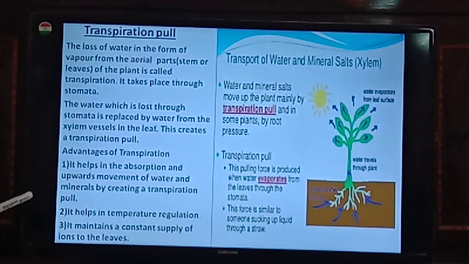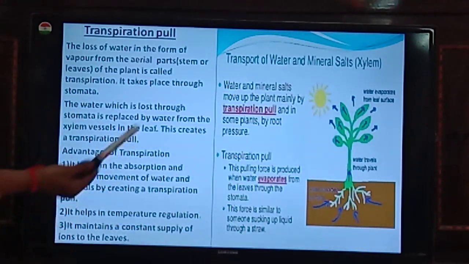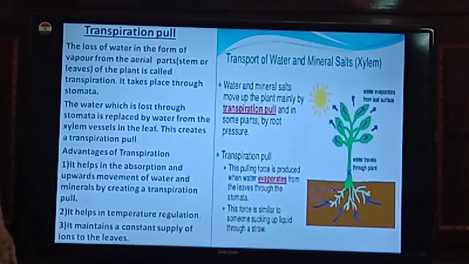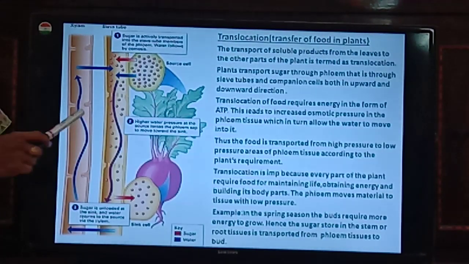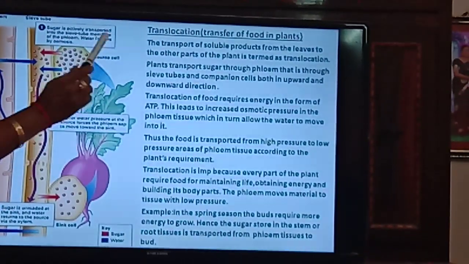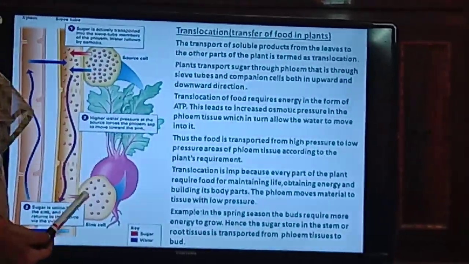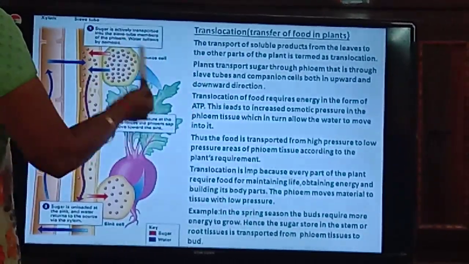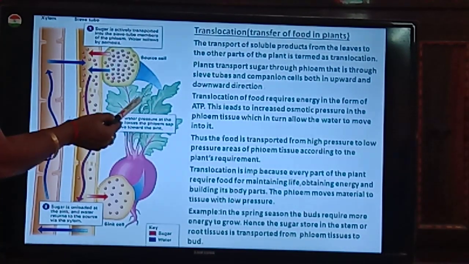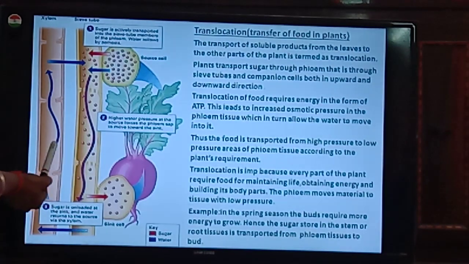And it maintains a constant supply of ions to the leaves. Okay, so these are the advantages of transpiration. Now, we learnt about transport of water and minerals. What about food? Transport of food in the plant, we also call it translocation. The transport of soluble products from the leaves to the parts of the plant is termed as translocation.